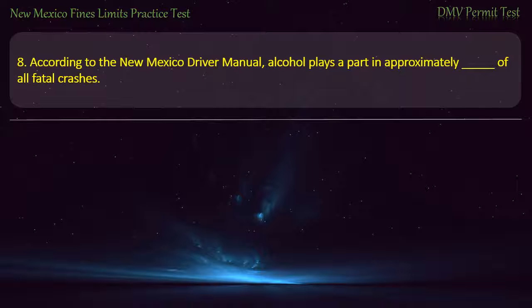Question 8. According to the New Mexico Driver Manual, alcohol plays a part in approximately of all fatal crashes. 20%. 40%. 60%. 10%. Answer. 40%.